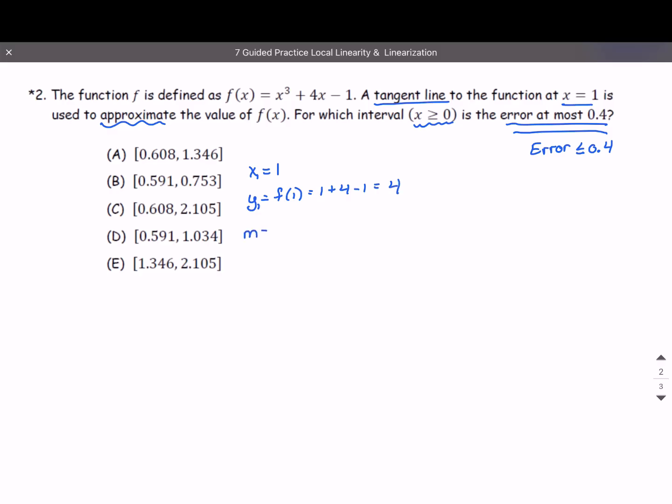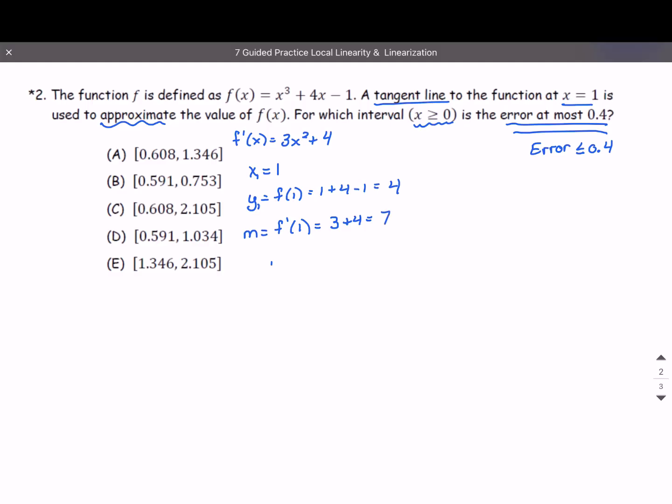Our slope, we find by evaluating the derivative of f at 1, so we need to come back up here. Let's find the derivative of f of x. The derivative of x cubed is 3x squared, plus the derivative of 4x is 4, and the derivative of -1 is 0. So f prime of x is 3x squared plus 4. Now, if we substitute the 1 into the derivative, we'd have 3 times 1 squared, or 3, plus 4, which means that our slope is 7.